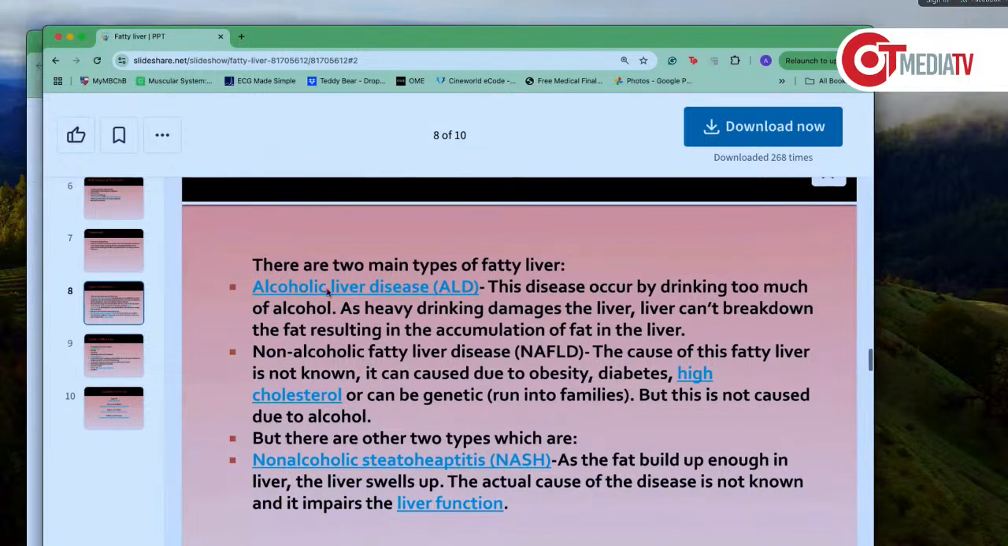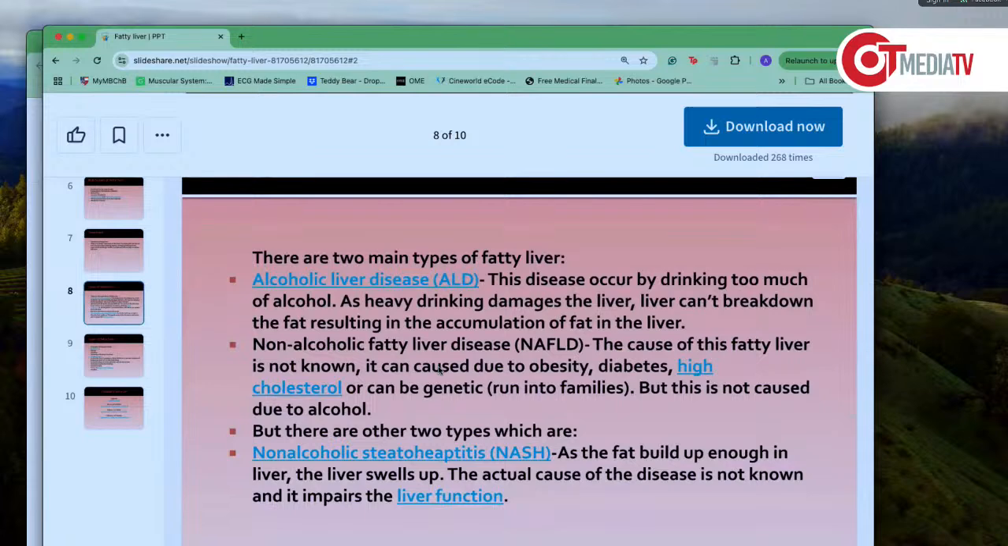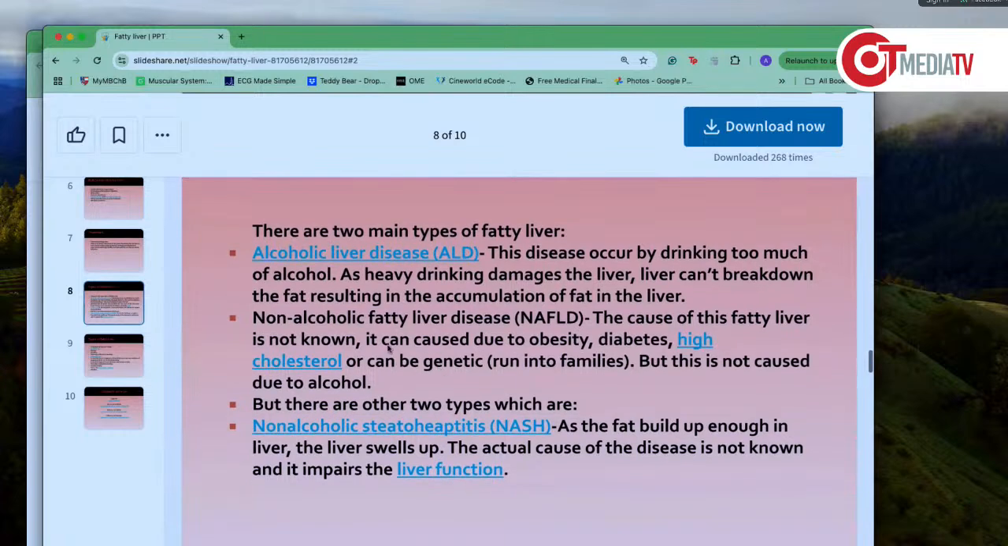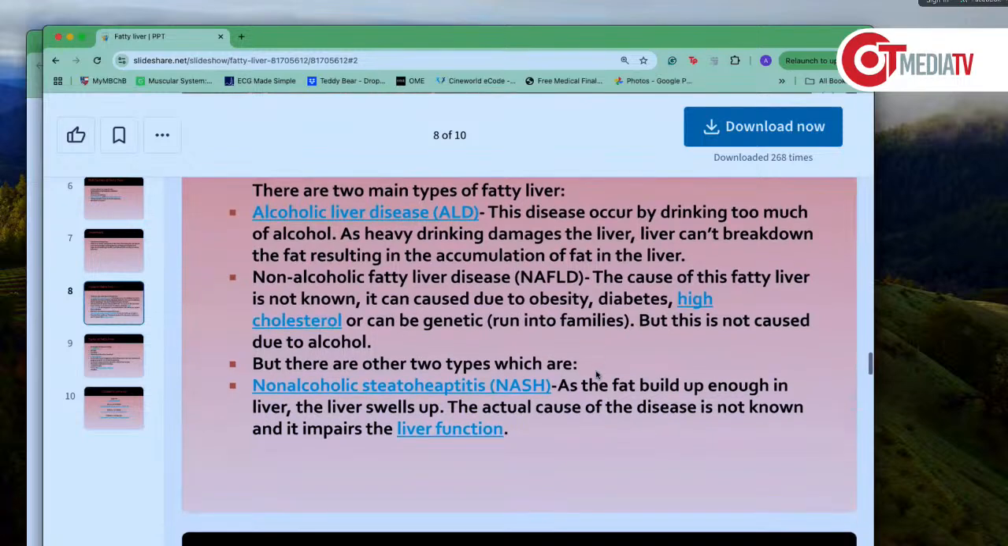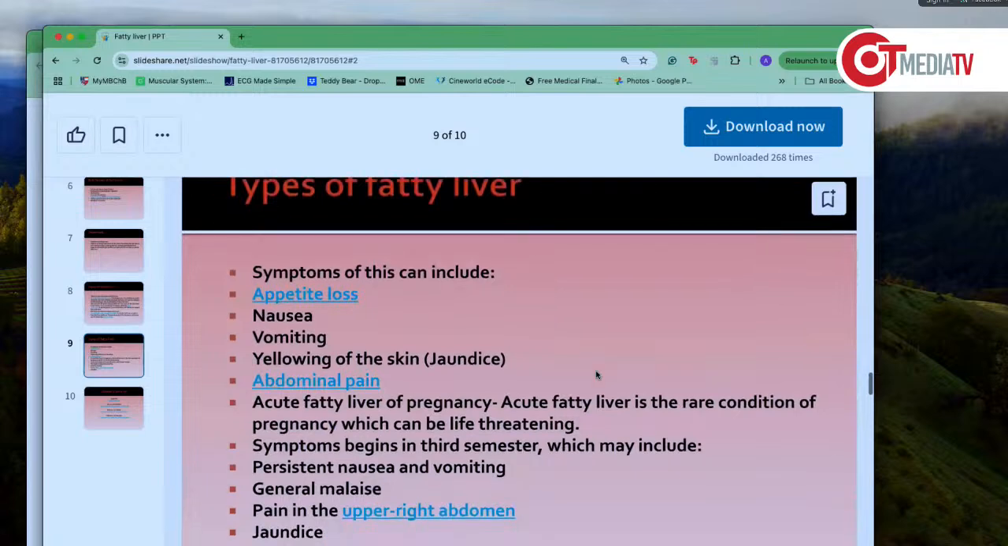There are 2 types of fatty liver, as I talked about. So there's alcoholic fatty liver disease. This occurs when you drink too much alcohol, because alcohol damages the liver. I talked about this last week. Liver is where all your fatty cells are stored. So when your liver is damaged, the liver can't store the fat anymore, so it spills over, and then it causes problems. Non-alcoholic fatty liver disease is usually caused by obesity, diabetes, high cholesterol, so basically having fat. We touched on all of these.